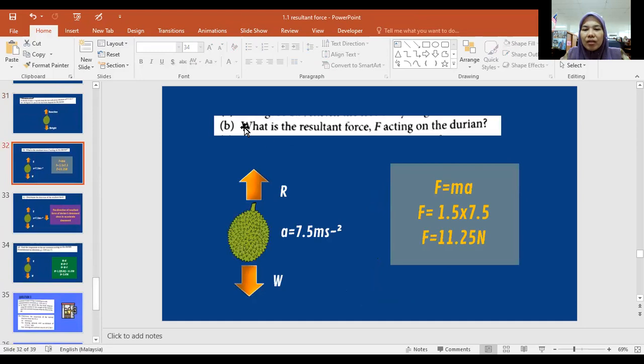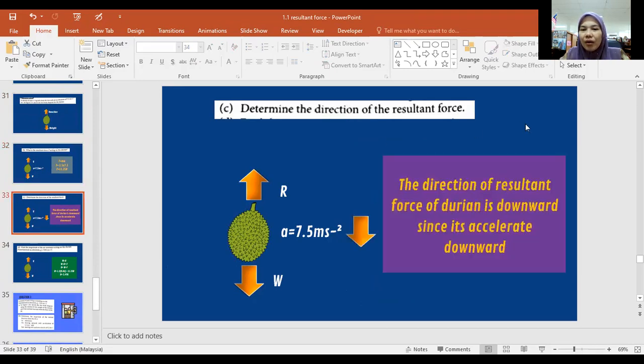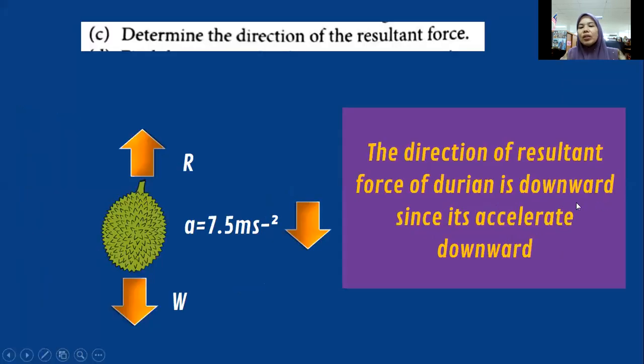Next, what is the resultant force acting on the durian? Given the acceleration is 7.5, F is equal to ma. Given the mass of the durian is 1.5 times 7.5, F is equal to 11.25. Then you get the resultant force of the durian. The direction of the resultant force of the durian is downward, since its acceleration is downward.